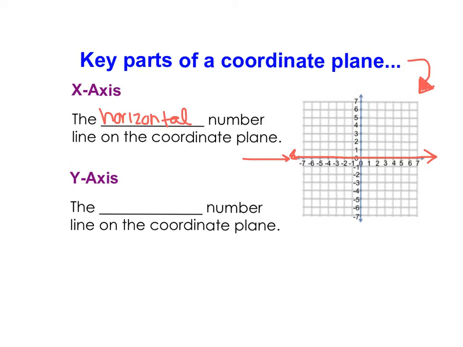Then in addition to that, we have the y-axis, which is, as you're probably guessing, the vertical number line on the coordinate plane. So here we have this vertical number line, positive numbers going up, negative numbers going down, and 0 in the middle. So those two number lines have very special names, the x-axis and the y-axis.